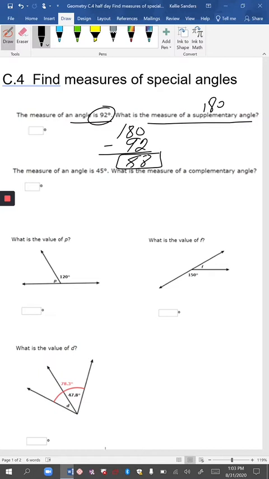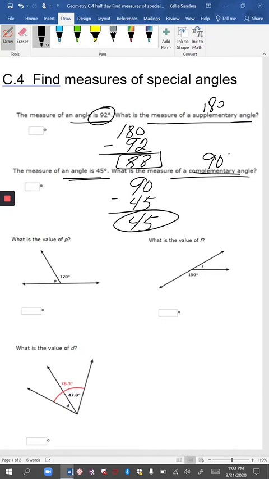Okay. The measure of an angle is 45 degrees. What is the measure of the complementary angle? Complementary is 90 degrees. So if I know that two angles add up to be 90 degrees and one of them is 45, I'm wanting to know the other angle. So 90 minus 45 is 45.